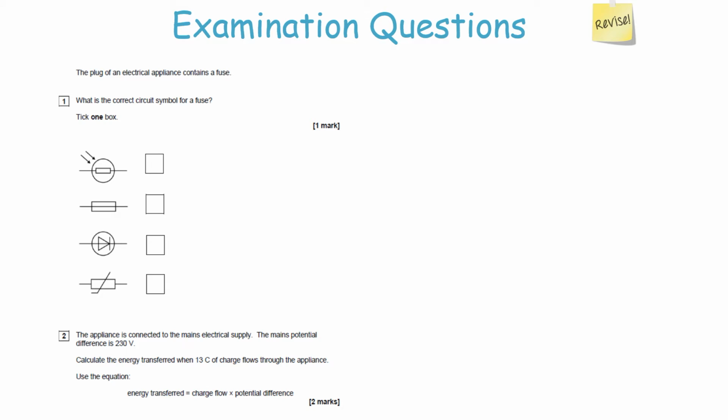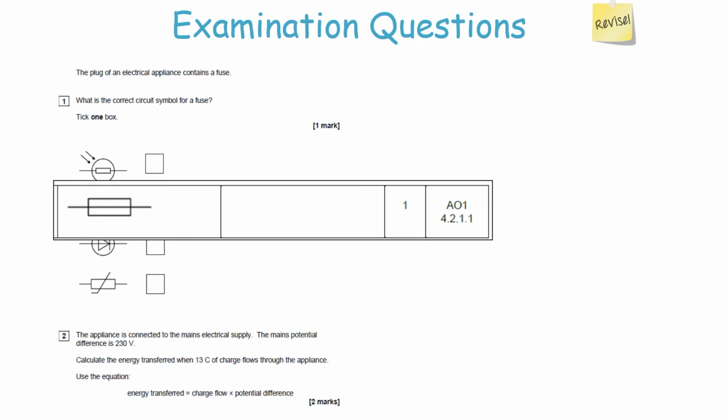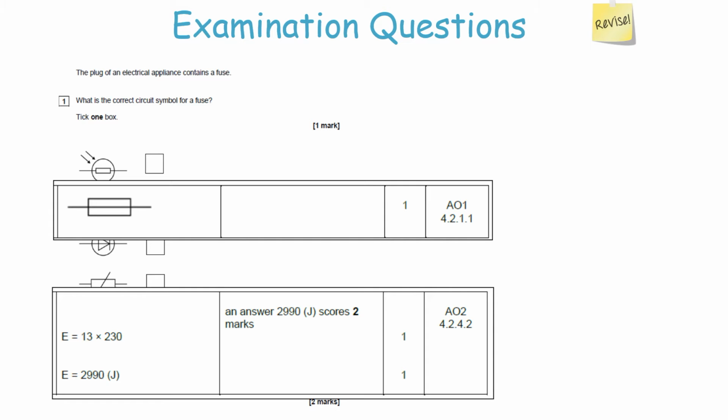Right, so it's always, once again, very important that you memorize the different circuit symbols. Now this is just memory and knowledge you've got to have. Now the top box is showing us an LDR, or light dependent resistor. The third one down represents a diode, and then the fourth one down represents a thermistor, whilst the second one down represents a fuse. Now in the next question, in our calculation, once again what we're going to have to do is place our numbers in the equation and then work it out with our calculator. So energy is equal to charge flow times by potential difference, so it's 13 coulombs times by 230 volts, so it equals 2990 joules.